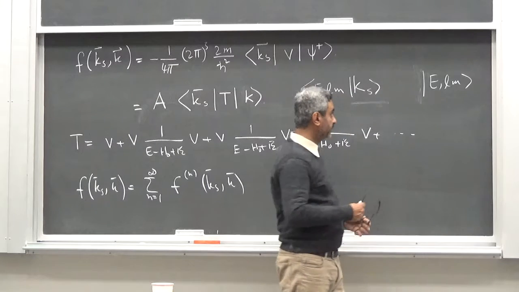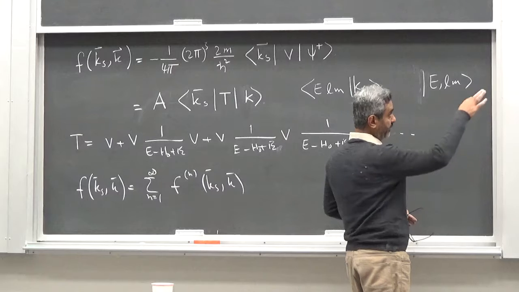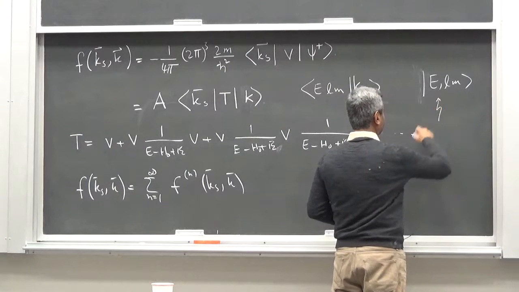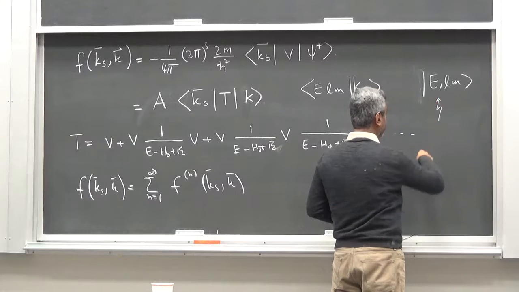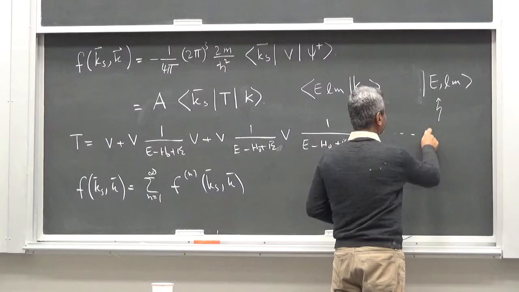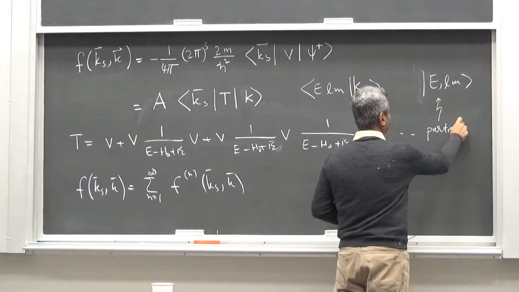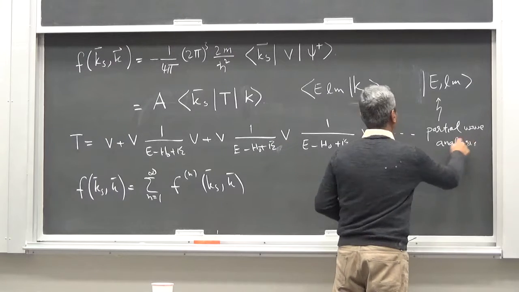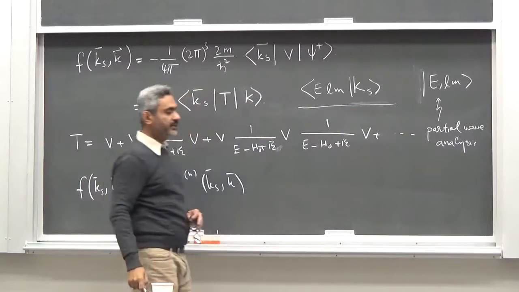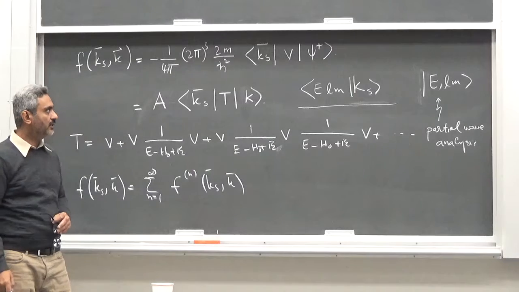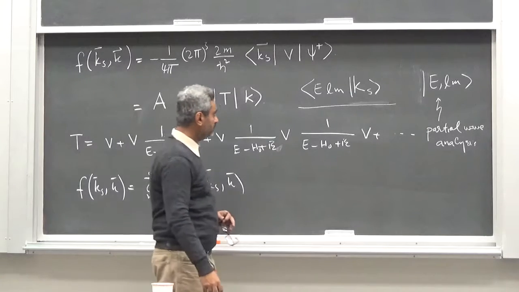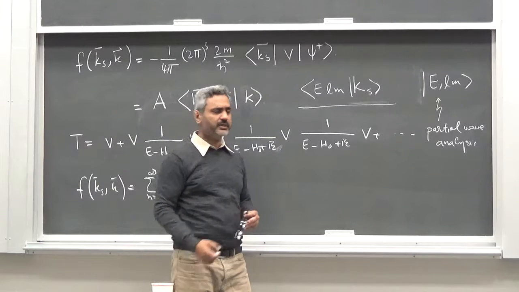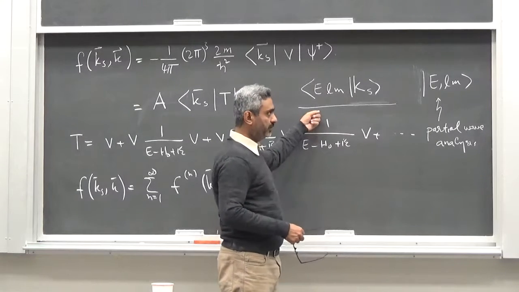I'm not going to do this, but if you were to calculate these successive approximations in this basis, this is called the partial wave analysis. And basically what you have to do is calculate these things. You understand what I'm saying? Right? So this is something that I've not been able to do, right?